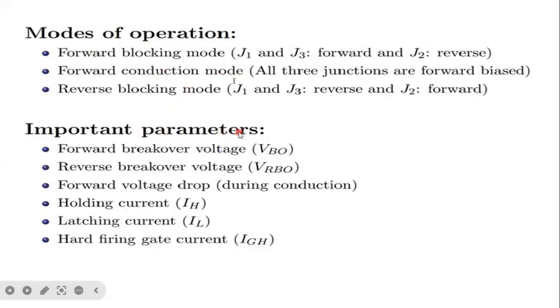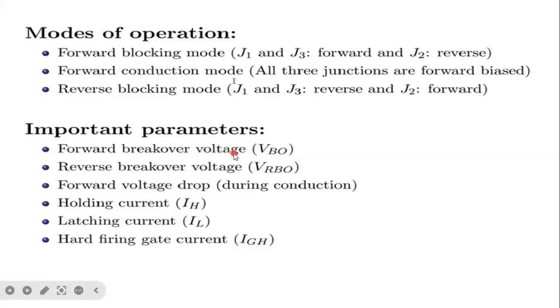Then the important parameters are forward breakover voltage, reverse breakover voltage, forward voltage drop during conduction, holding current, latching current, and hard firing gate circuit current. So these are the important points regarding the device.